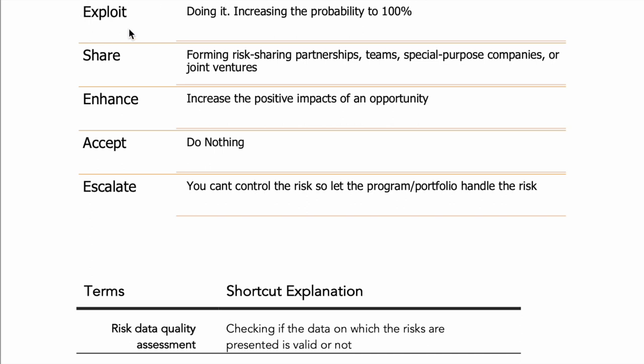Similarly, for opportunity, we have exploit, increasing the probability to 100%. We do it. Share is, we make a partnership with other people. We say there is this opportunity wherein we can make money, but this is a riskier proposition. We should be able to make a lot of money if we come together. So we share, both of the partners. Me and my vendor make money. Enhance is increasing the impact of the opportunity. We say, let's try and increase the impact and try and increase the probability. Accept is do nothing. Escalate is, again, making your senior management handle the risk.